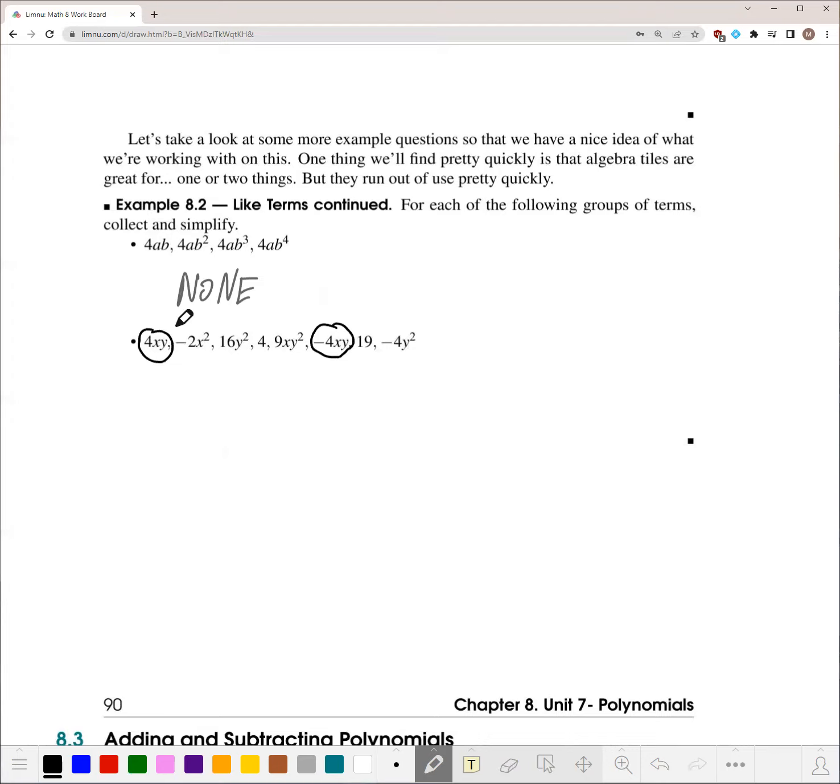Okay, then I'm going to start with my next term, and I'm going to put a different shape around it. I'm going to put a square. And so this term has x squared, so I'm going to look for any other x squareds. It's y, no, no, no, no. Oh, okay, well, that's it.